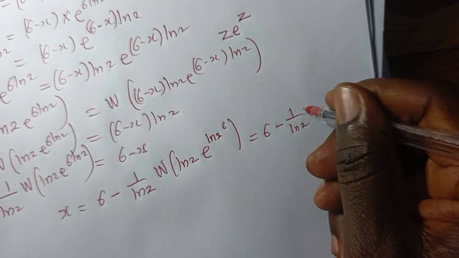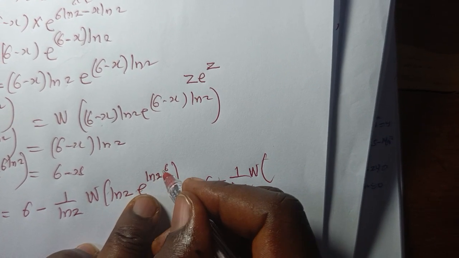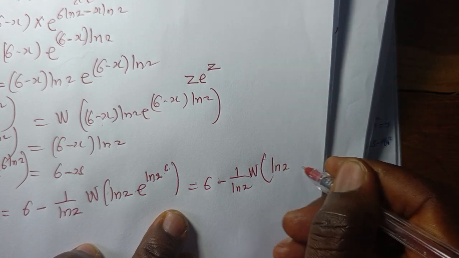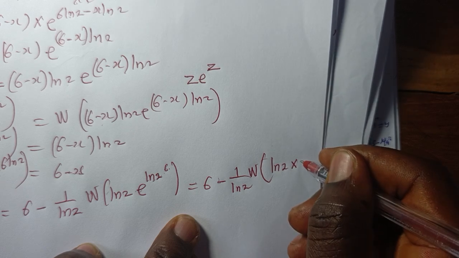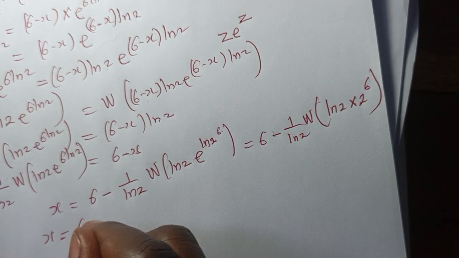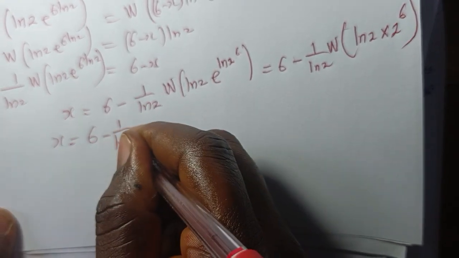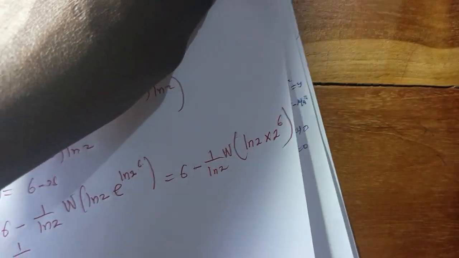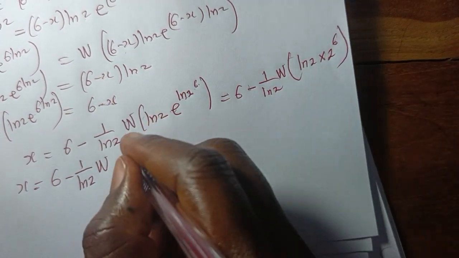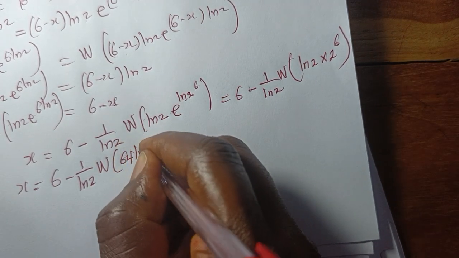then the Lambert W function of... now let's evaluate this. So e raised to power 6 ln 2 will give us the result 2 raised to power 6. So we have ln 2 multiplied by 2 raised to power 6. So we have x equals 6 minus 1 over ln 2 multiplied by the Lambert W function of, this can be written as, 2 raised to power 6 will be 64, then we have ln 2.